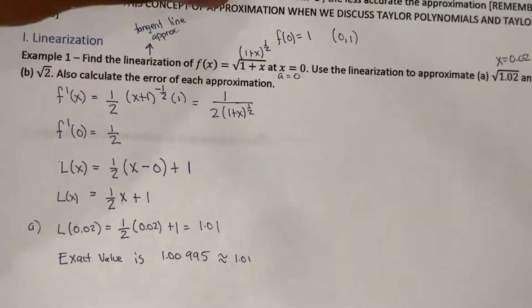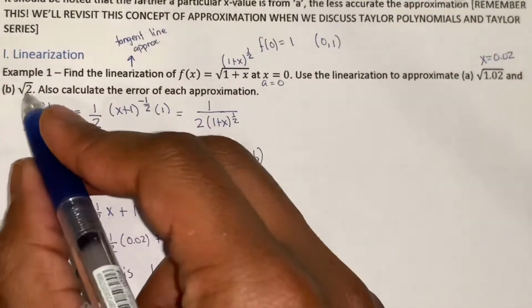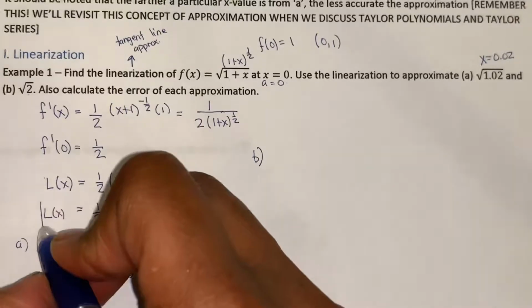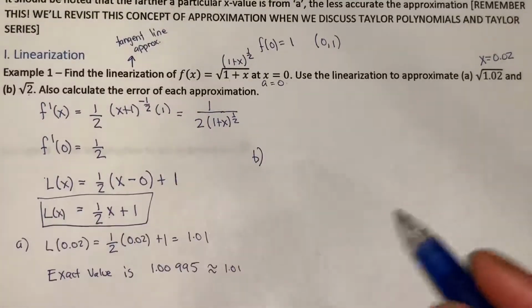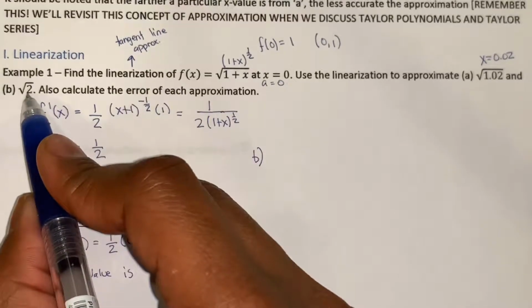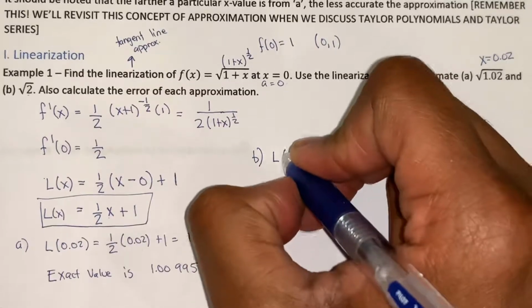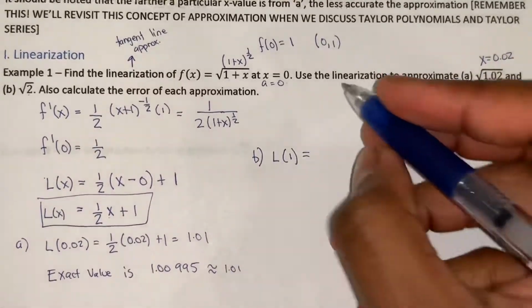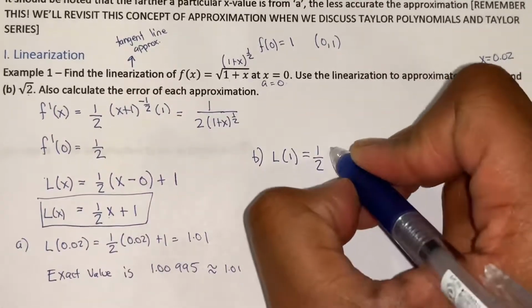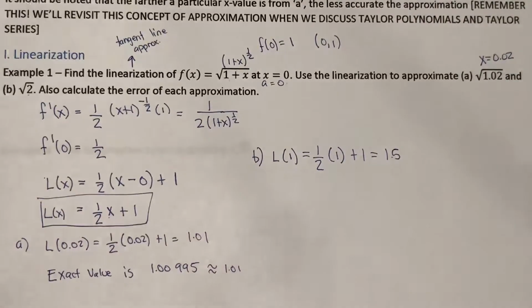For part B, we're going to use this same linearization, but in this case, x is the difference between 2 and 1, which is 1. So our linearization at 1 is 1 half times 1 plus 1, which equals 1.5.